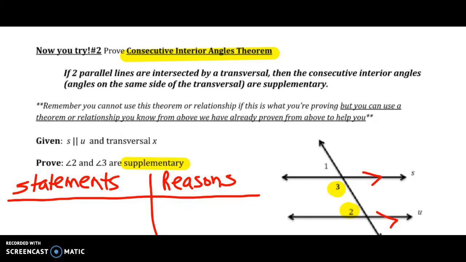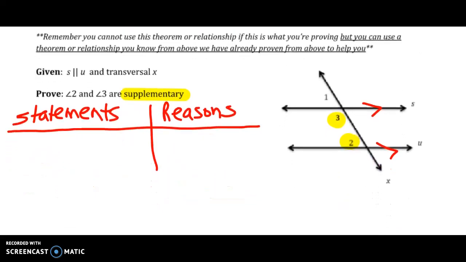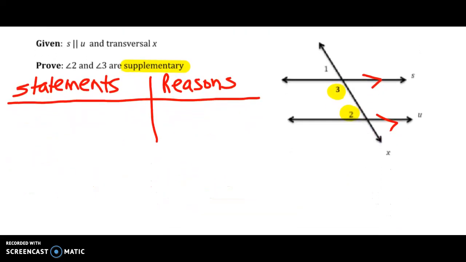So given S is parallel to U and transversal X intersects them, prove that angle 2 and angle 3 are supplementary. So remember that the consecutive interior angles is the only angle relationship when given parallel lines that does not have congruent angles. They are supplementary instead. So this proof is going to be slightly different than the proofs that we have already done in this lesson.